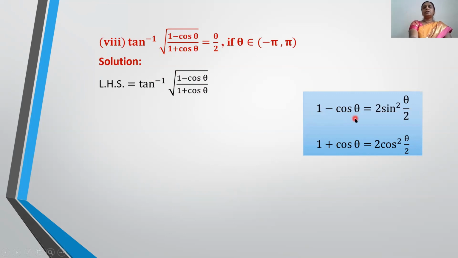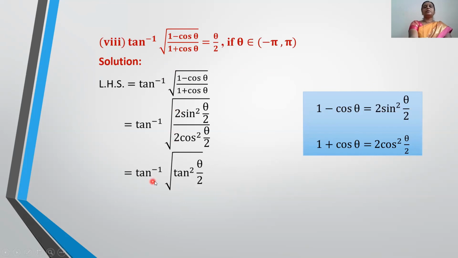Then we know the property from the trigonometry which we have learned in our 11th standard. 1 minus cos theta is equal to 2 sin square theta by 2 and 1 plus cos theta is equal to 2 cos square theta by 2. We will keep these values in this equation. Therefore, this is equal to tan inverse in the square root 2 sin square theta by 2 divided by 2 cos square theta by 2. This 2 will get cancelled, and in the next step this will be tan inverse in the square root tan square theta by 2. You take the square root in the next step, this will be tan inverse tan theta by 2.